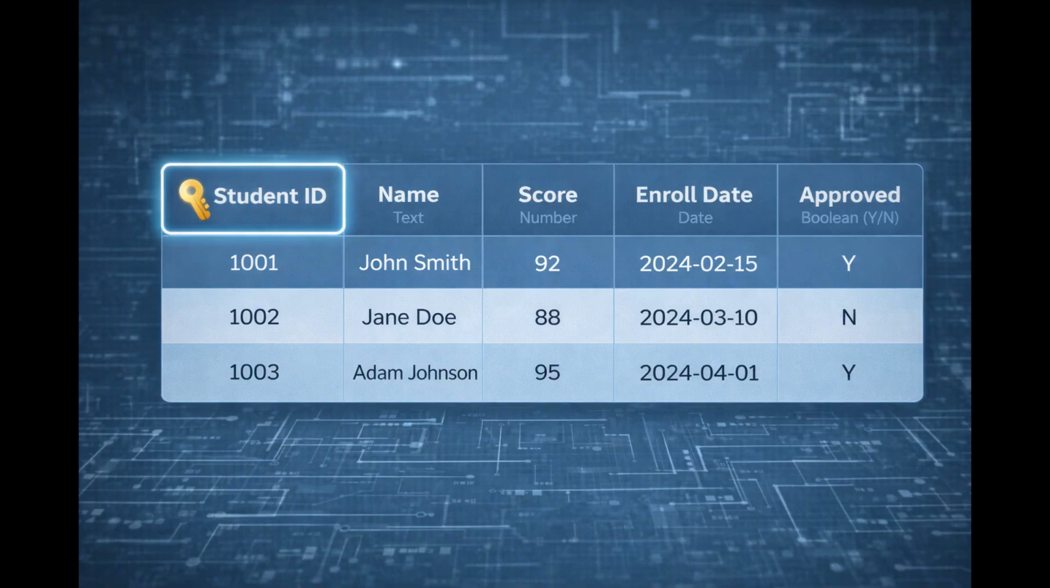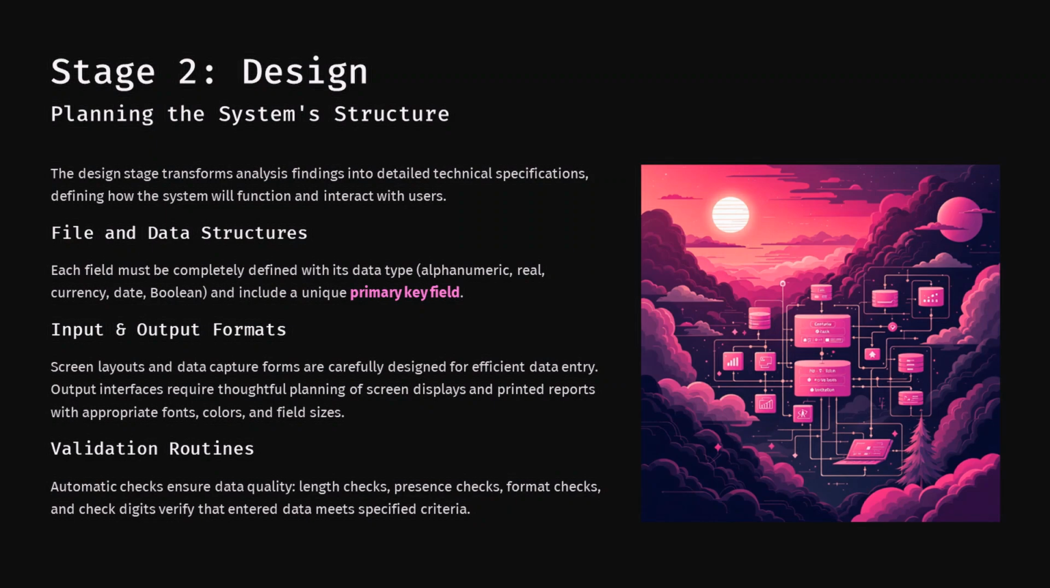Also, every record needs a unique primary key field. This is a field that uniquely identifies each record in the database, like a student ID number or an employee number. Getting these structures right is fundamental because if your data structure is poorly designed, the entire system will have problems.